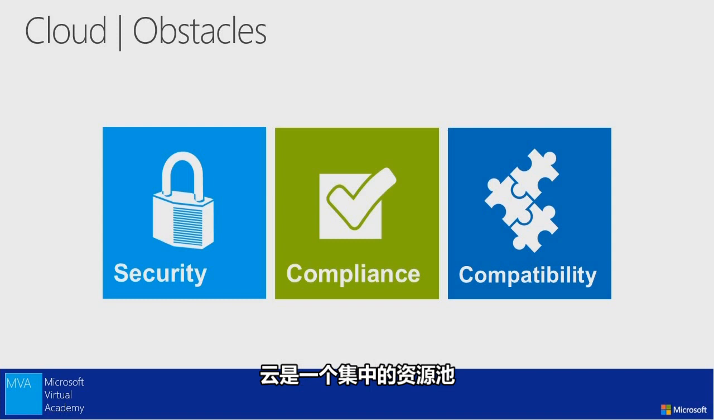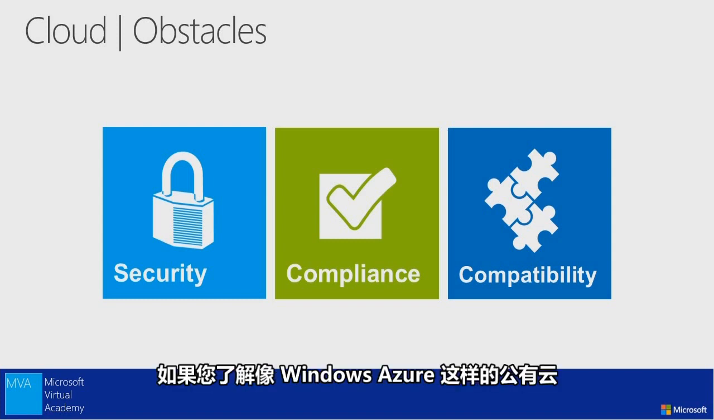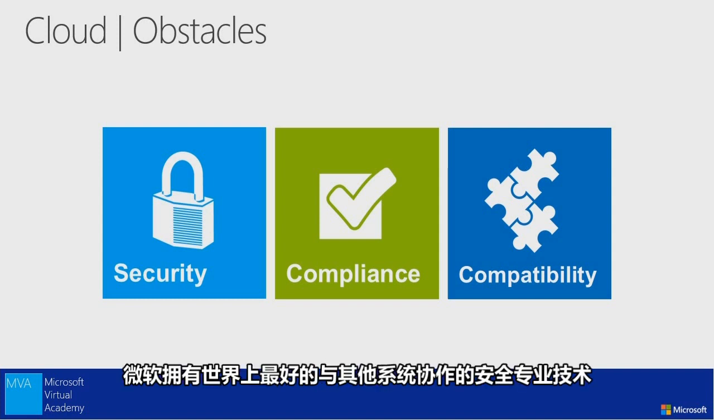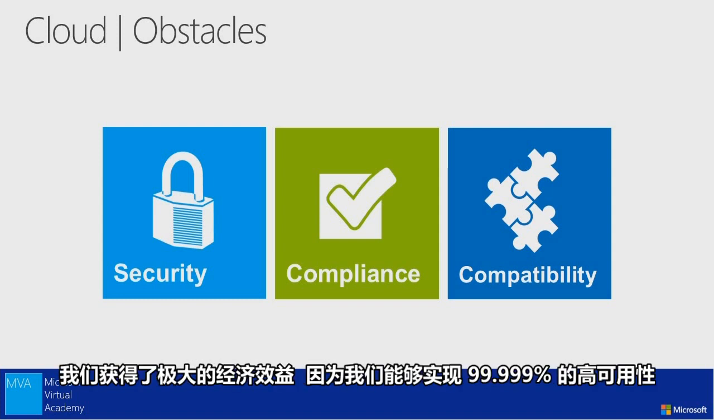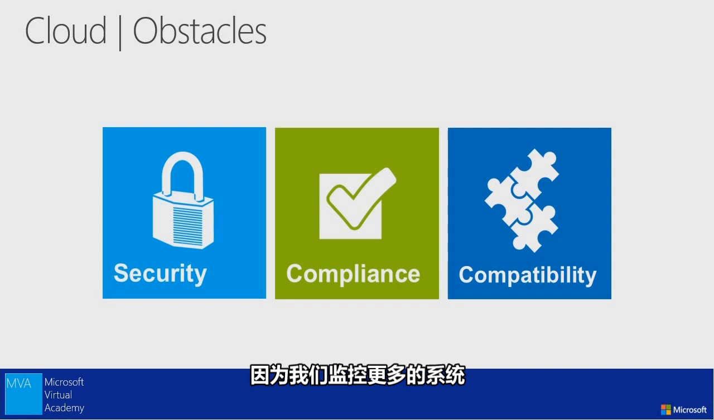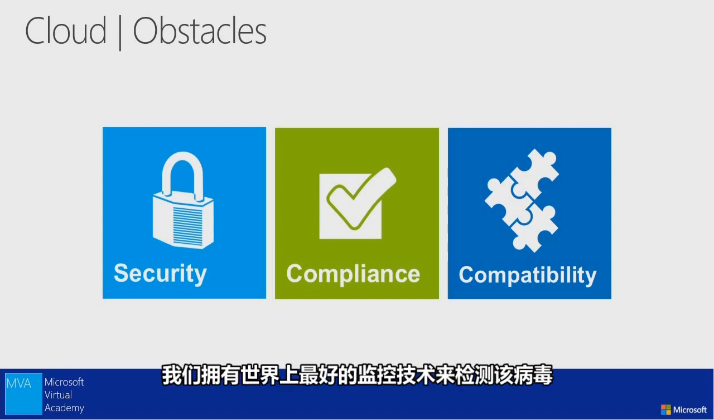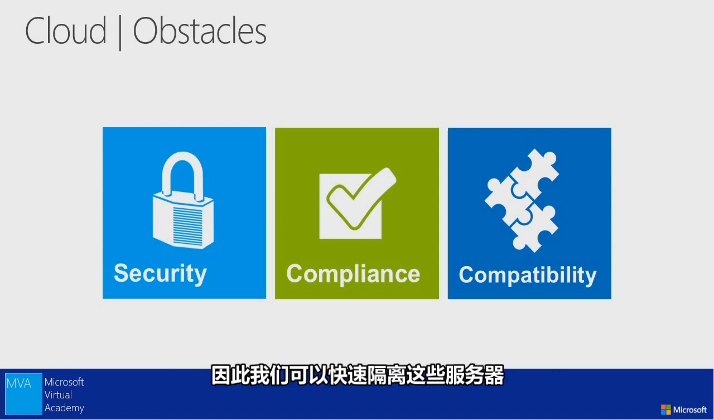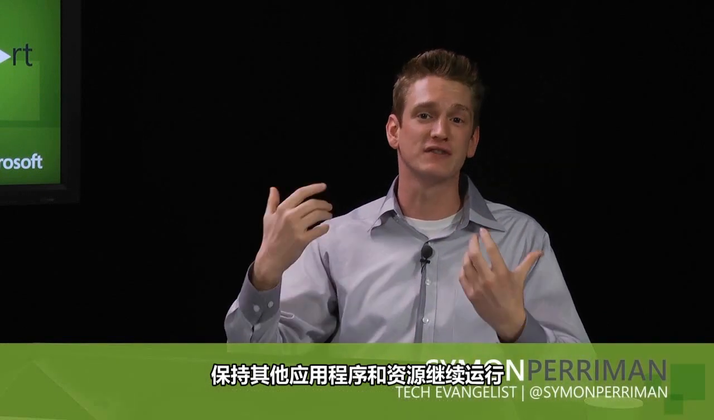Well, the way you have to look at a cloud is it's a pool of centralized resources. If you look at a public cloud like Windows Azure, Microsoft has the world's best security experts collaborating on this system. We get great economies of scale by being able to pool our minds, pool all of our resources, and then also have better detection because we have more systems that we're monitoring. If a virus attacks a few servers, we have the best monitoring in the world to detect that, so we can quickly isolate those servers, keep our other applications and resources running.